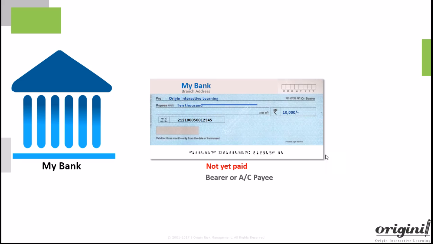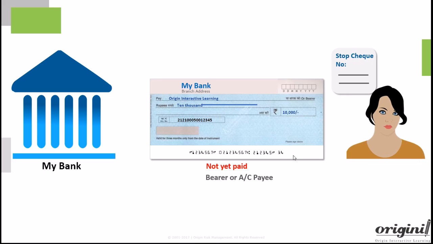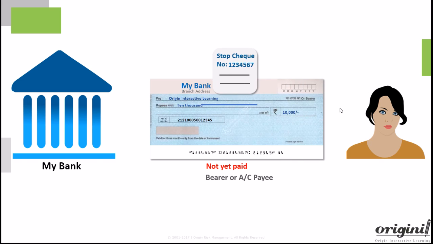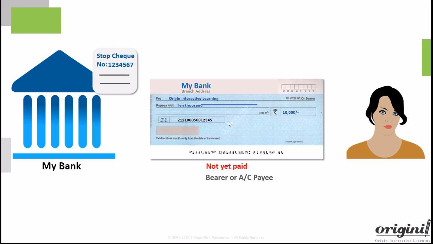Stop payment order is issued by the account holder to the bank by informing the bank about the specific check that you want to stop. Once done, this check will not be honored by your bank, and hence the transactions involving such checks will not take place.